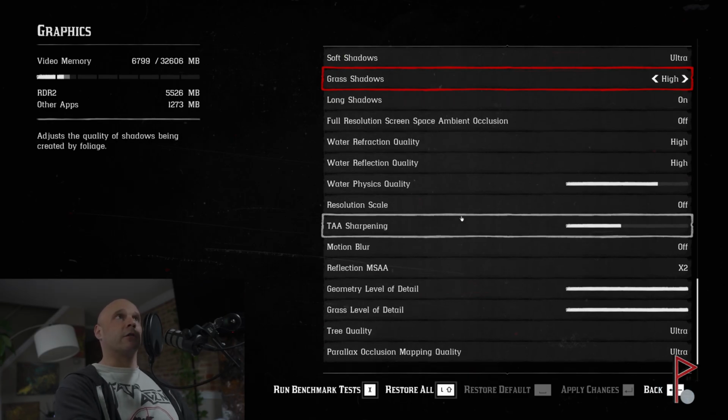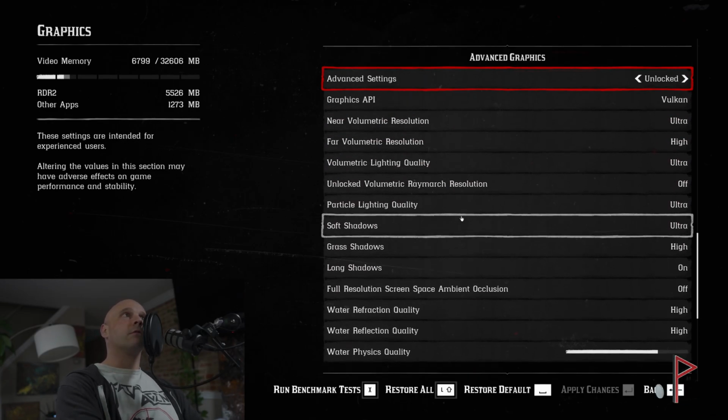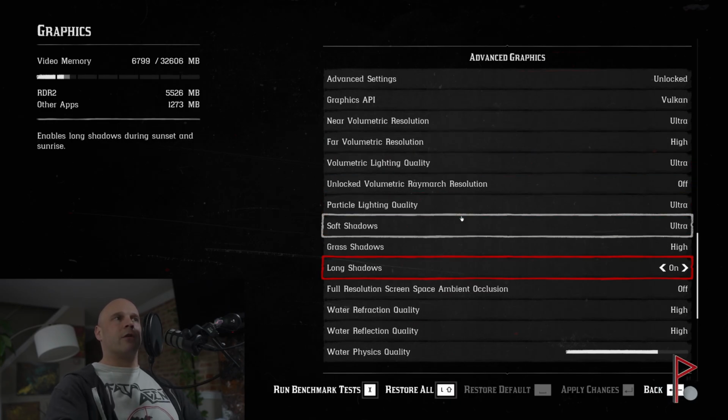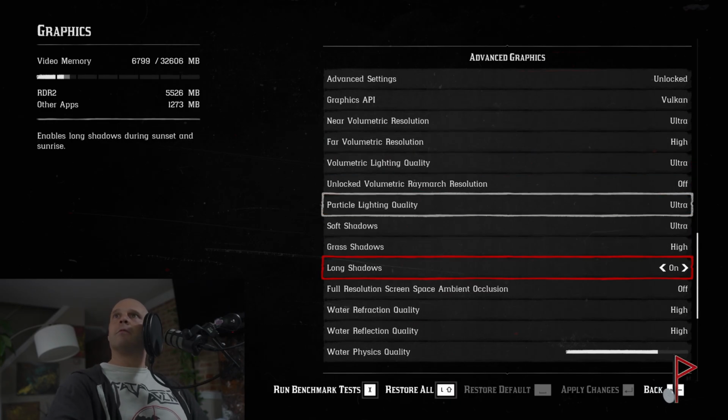Other shadows, long shadows. I just think they're cool. That's it. I turned them on. They're cool, like for westerns and stuff. Soft shadows mean rounding the edges on the shadows so that your shadows don't appear pixelated. Set that to ultra. Grass shadows is high instead of ultra on my settings because grass shadows are quite resource demanding, because you're casting a shadow for every single blade of grass.